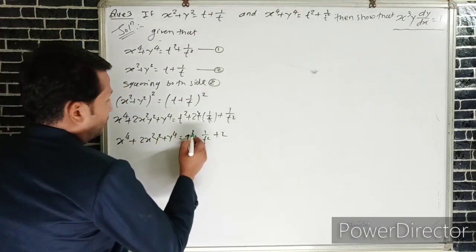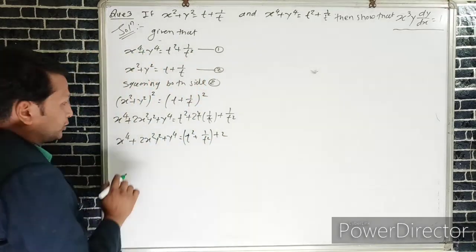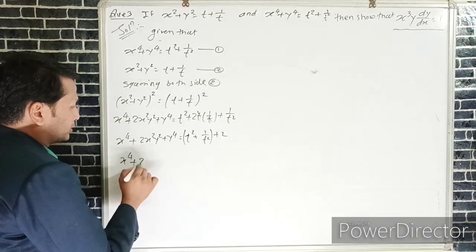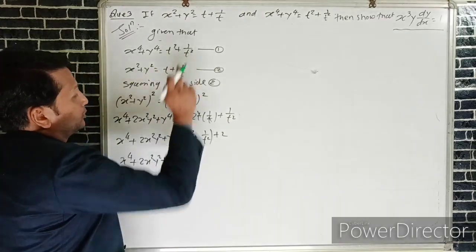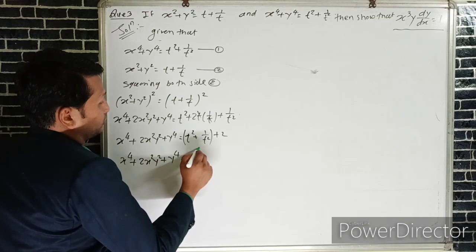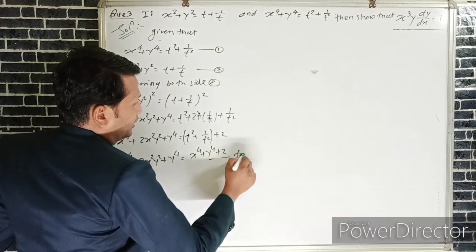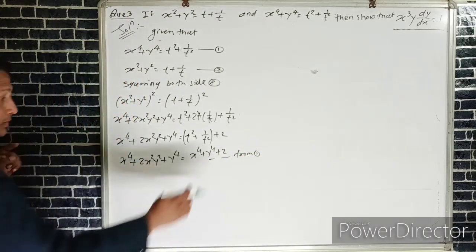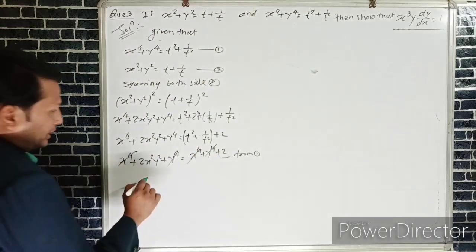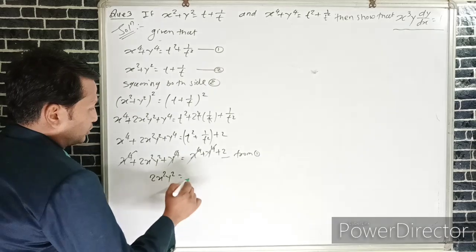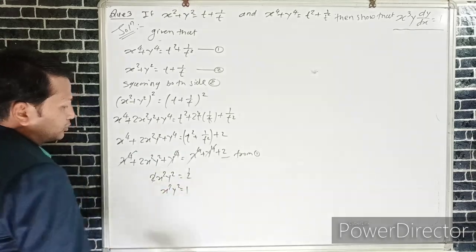If we substitute the value of (t square plus 1) upon t square as x raised to the power 4 plus y raised to the power 4, we can write x raised to the power 4 plus 2x square y square plus y raised to the power 4 is equal to x raised to the power 4 plus y raised to the power 4 plus 2. This value we take from equation 1. Now x raised to the power 4 and y raised to the power 4 cancel. We get 2x square y square is equal to 2. Cancelling 2, we can write x square into y square is equal to 1.